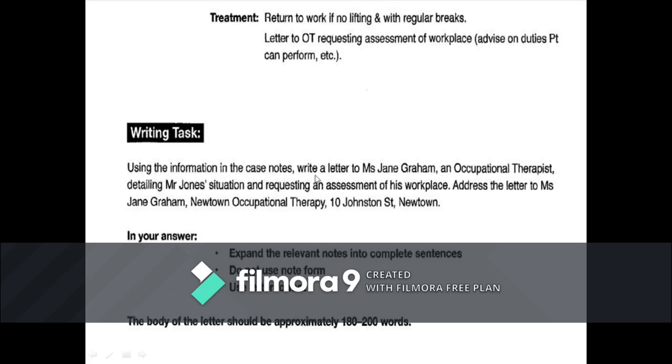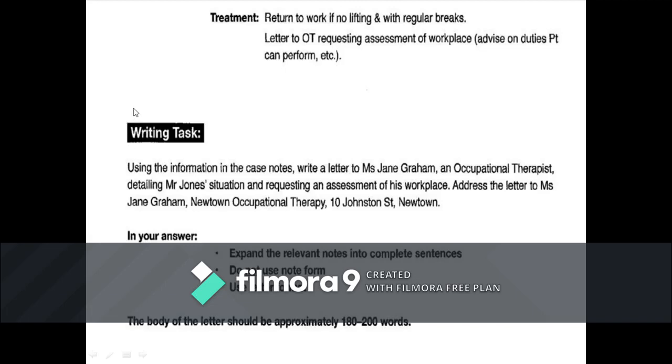Using the information in the case notes, write a letter to Ms. Jane Graham, an occupational therapist. So from the writing task, you came to know that it's a letter to the occupational therapist, and you are detailing Mr. Jones' situation. So in this letter you are writing the detailed condition of Mr. Jones and requesting an assessment of his workplace. There are two important things in this letter: detailing Mr. Jones' situation, and requesting an assessment of his workplace.